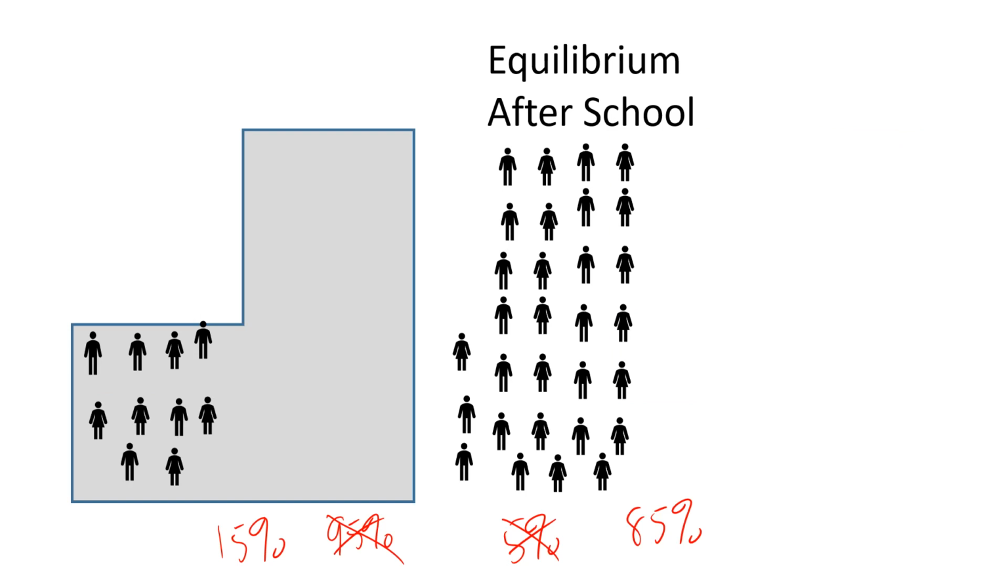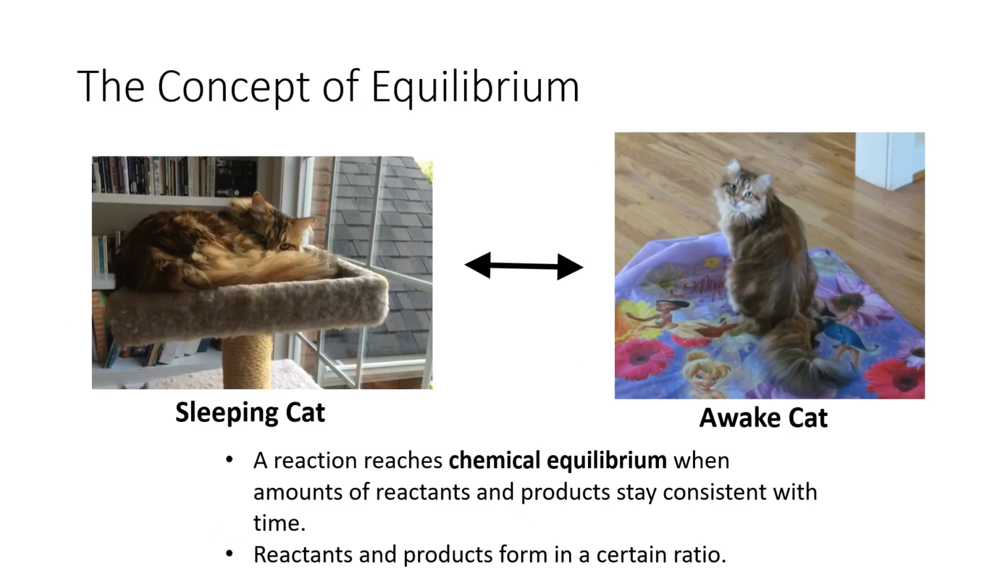So another way to think about it is this cat. If the cat is asleep or awake, and if you just walked through your house and gave a hash mark every time you saw the cat, whether he was asleep or awake, at some point you would realize that he's maybe asleep more than he's awake. So it's not necessarily equal. It just means that the two states, the starting reactants and the products, are in a ratio of where they've kind of settled in.